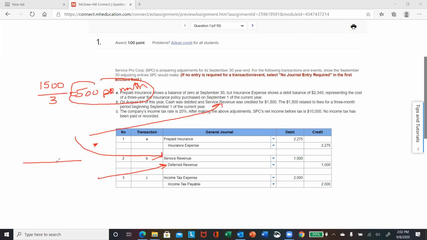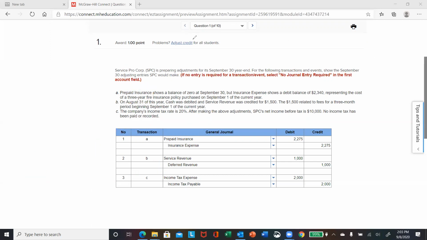So if, for example, I drew out that service revenue T account to show you the net effect. So initially, they put $1,500 in there. When we do the adjusting entry of $1,000, what falls out is that only $500 would actually be recognized on that income statement. All right, so that would be how you take care of part B. And then let's check out the third one.